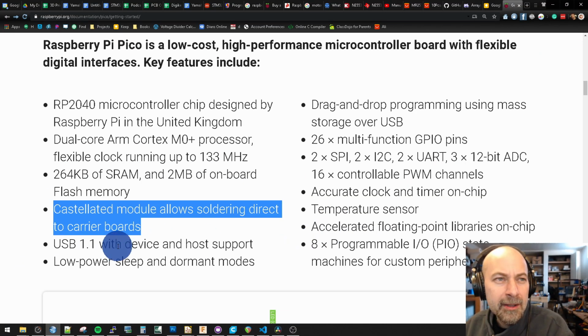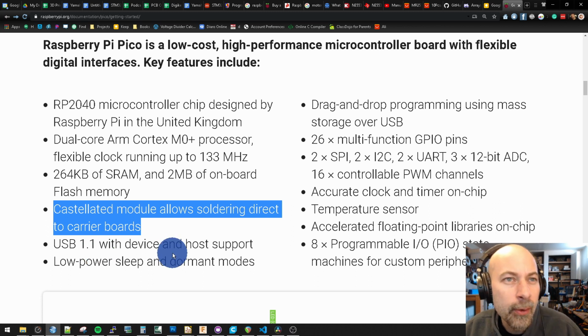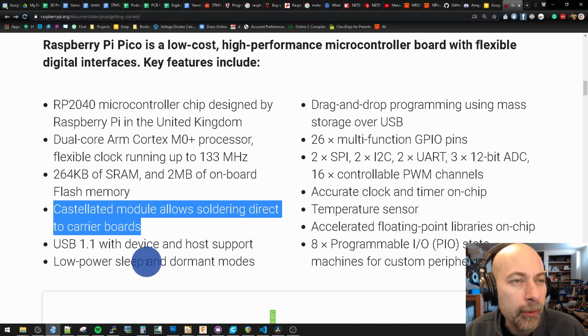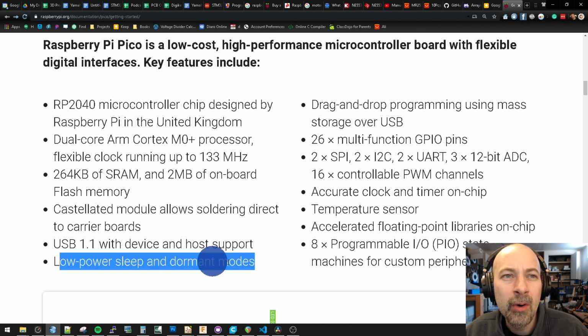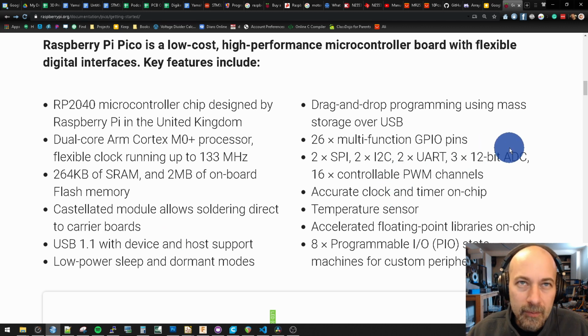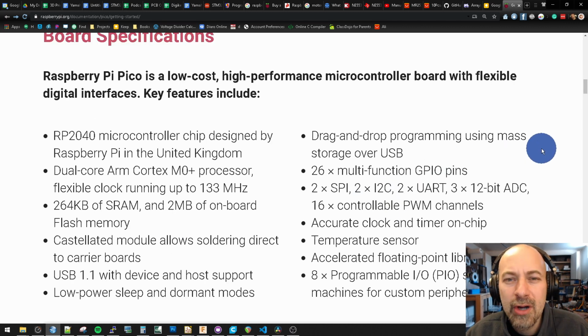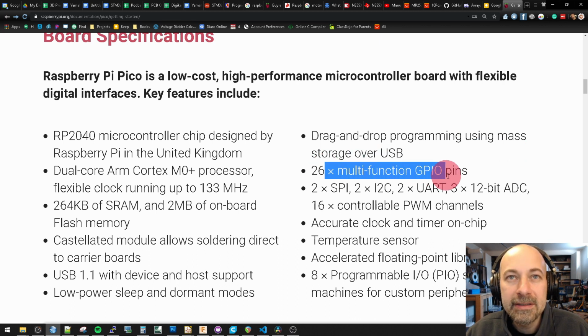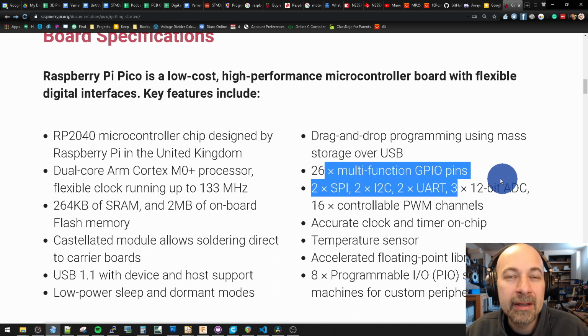All right, and so it's got USB 1.1 type support for whatever you'd use that for. Now they have a low power sleep and dormant mode. I'm going to wait on that. All right, and it does allow this drag and drop programming thing with Python. And again, we'll talk about that here in a second. 26 GPIO pins. That's pretty cool.